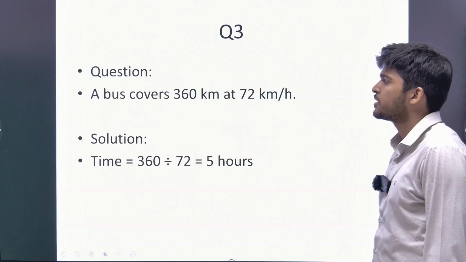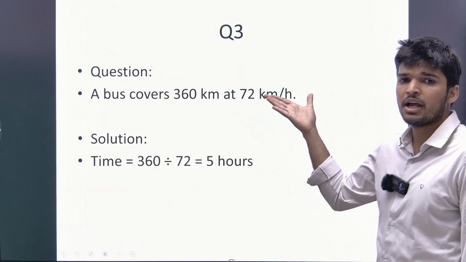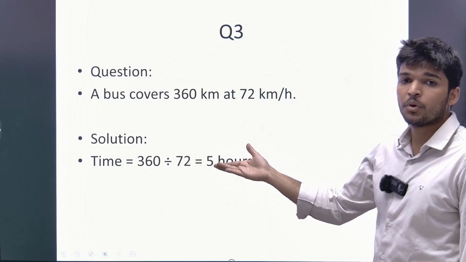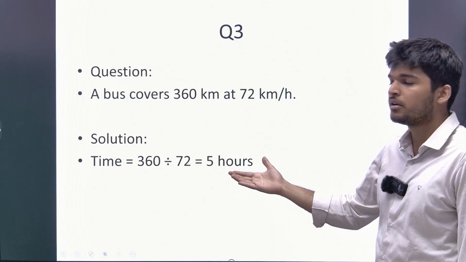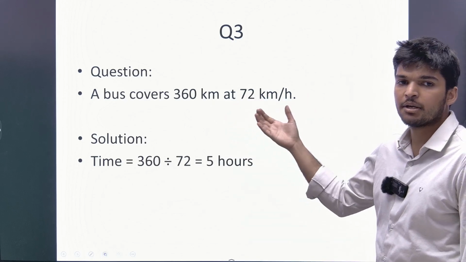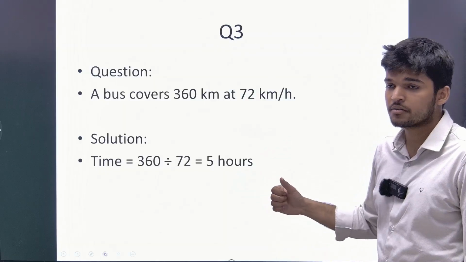Bus covers a distance of 360 kilometers at 72 kilometers per hour. So the time which the bus will take would be distance upon speed, that is 360 upon 72. When we calculate, the answer is 5 hours.